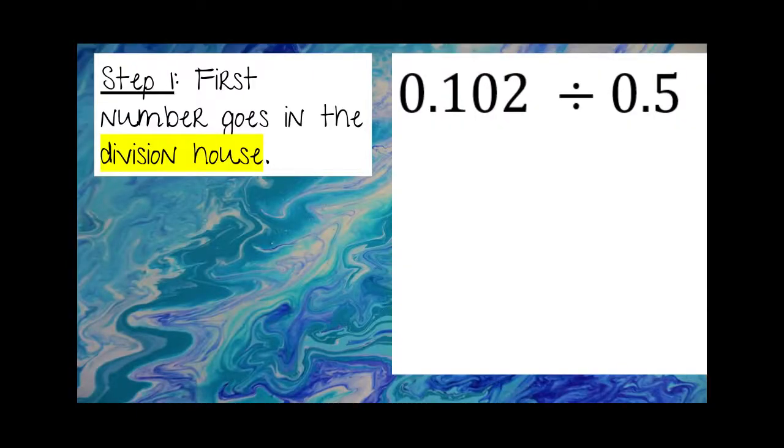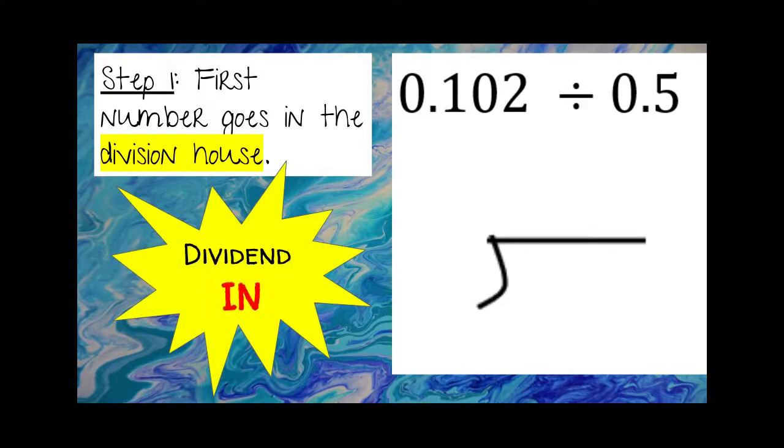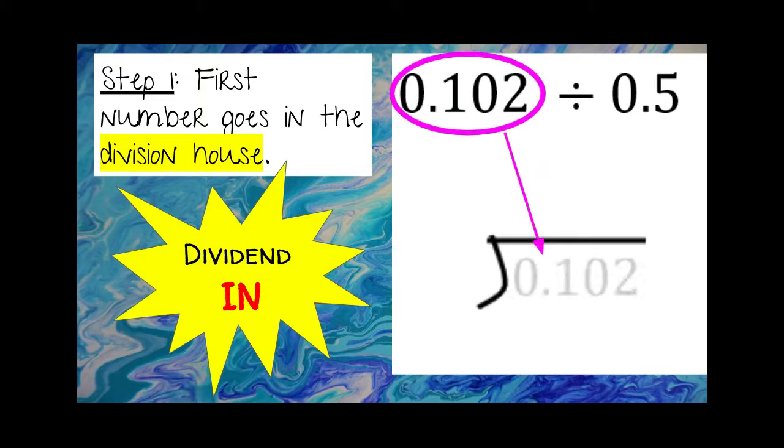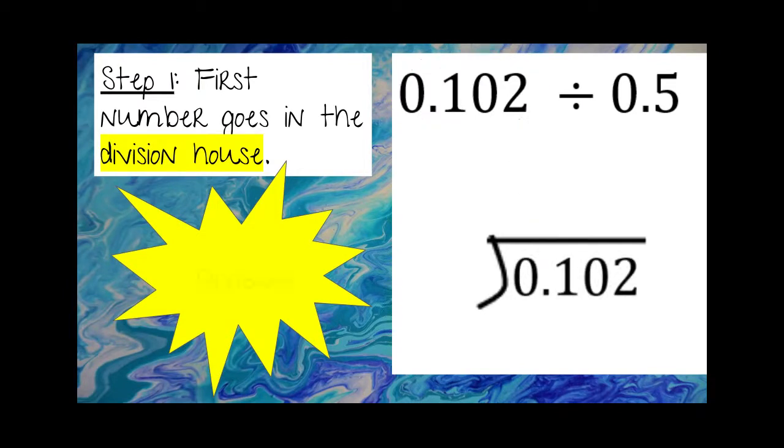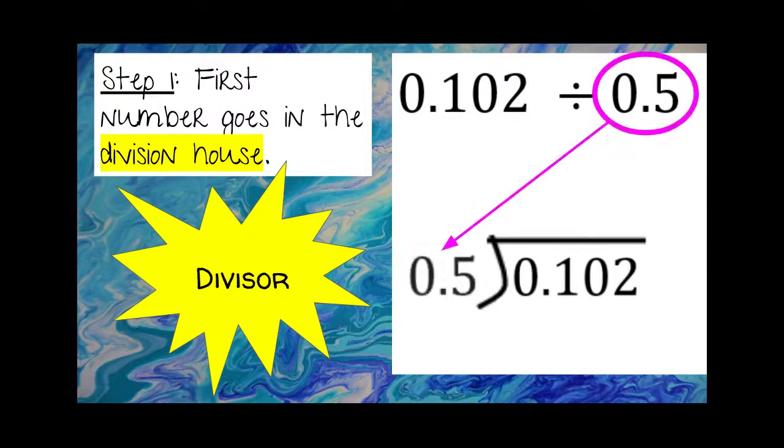All right, let's do our next example. 102 thousandths divided by 5 tenths. So again, the first number goes in the division house, dividend in. So let's go ahead and put it in the division house. And our other number is called our divisor, and that's going to go outside of the house.